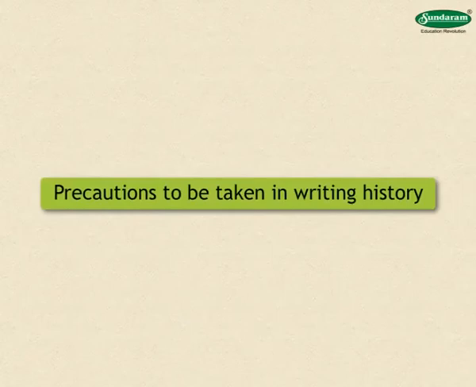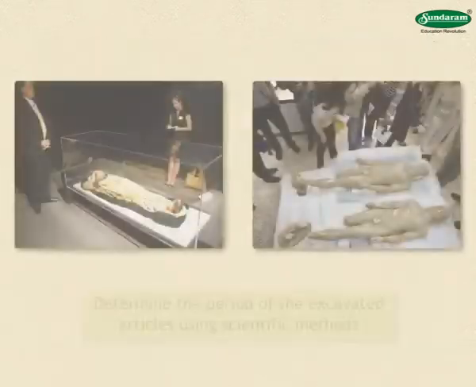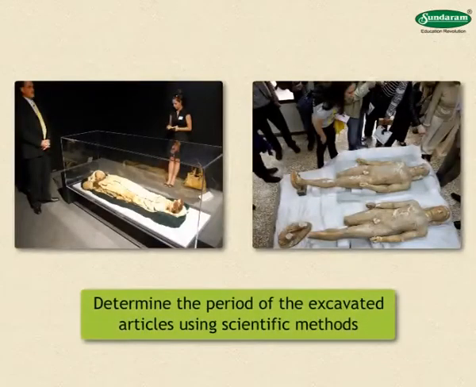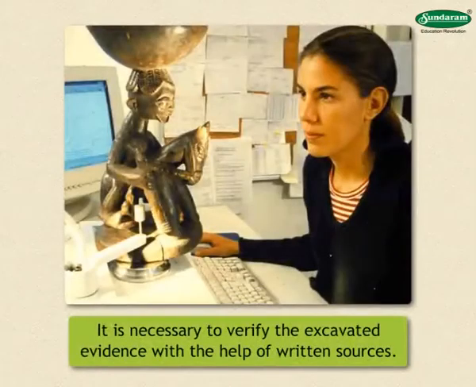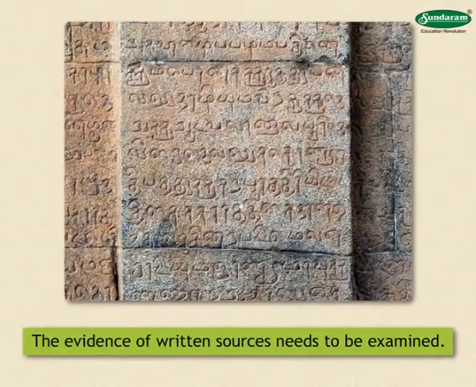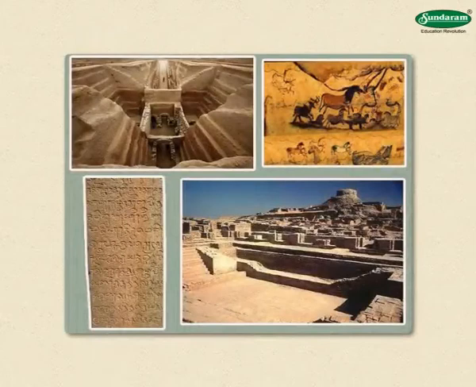Let us begin with precautions to be taken in writing history. It is necessary to take certain precautions while writing history with the help of these sources. We have to determine the period of the excavated articles using scientific methods. It is necessary to verify the excavated evidence with the help of written sources. The evidence of written sources too needs to be examined. It has to be verified against inferences which have proved reliable through other sources. Use of such scientific methods is important in writing history.